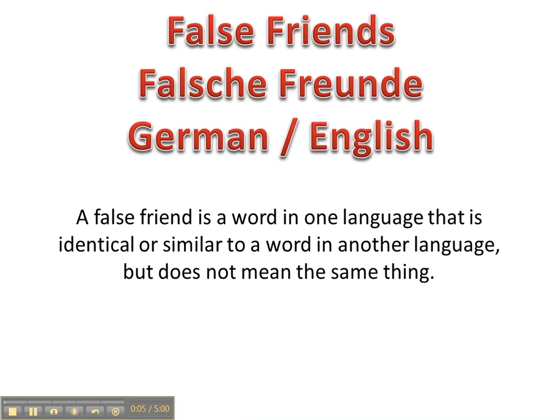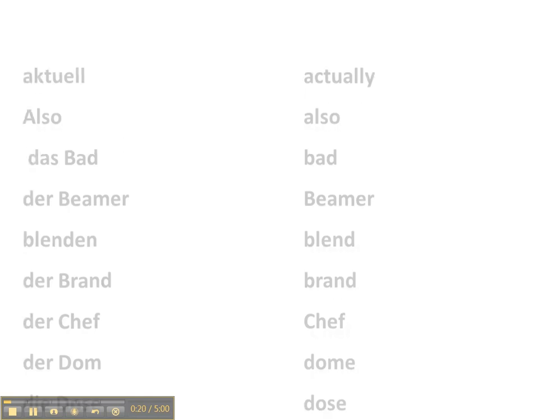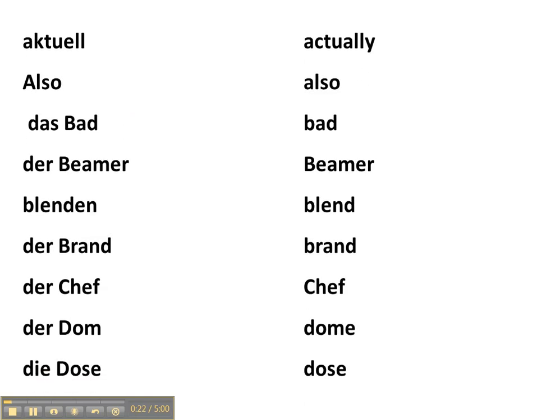Today we're going to talk about false friends, or sometimes referred to as cognates. A false friend is a word in one language that is identical or similar to a word in another language, but it does not have the same meaning. For today we're going to look at a list of them.